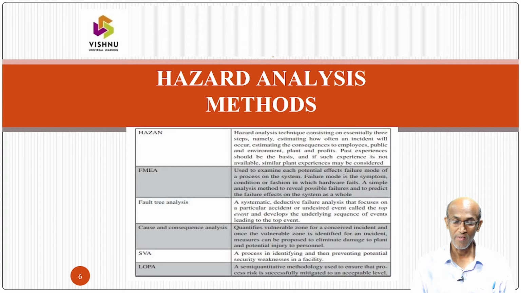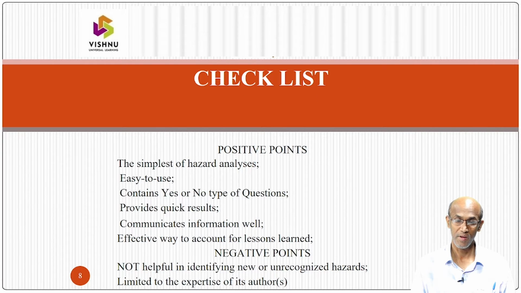SVA is a process of identifying and then preventing potential security weaknesses in a facility. LOPA is a semi-quantitative methodology used to ensure that process risk is successfully mitigated to an acceptable level.